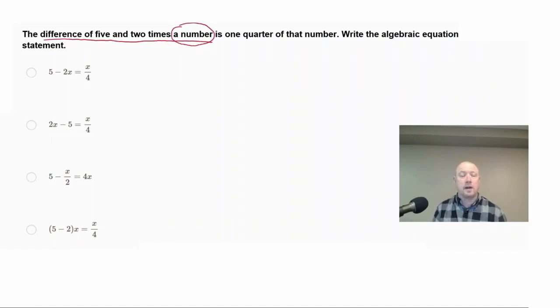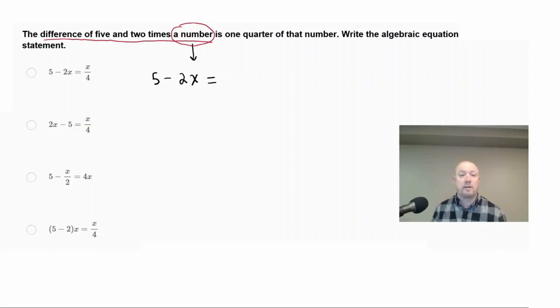So the difference of, we know difference means subtraction. So the difference of 5 and 2 times a number. So the difference of 5, so we have 5 and 2 times a number. And we're using x to represent the unknown number. Now, the word is in the sentence. When we convert that to a mathematical expression, is represents equals.